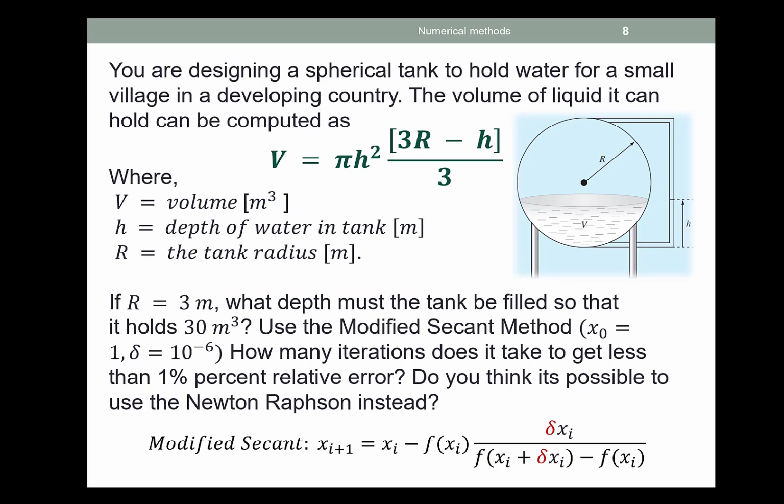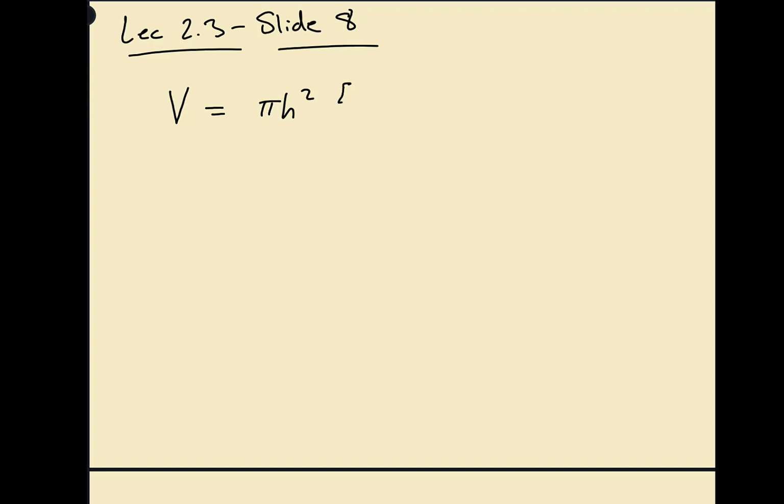So let's take this up together. So this is lecture 2.3, slide 8. So the problem has this equation, which is volume for the tank, equal to pi h squared multiplied by 3r minus h divided by 3.